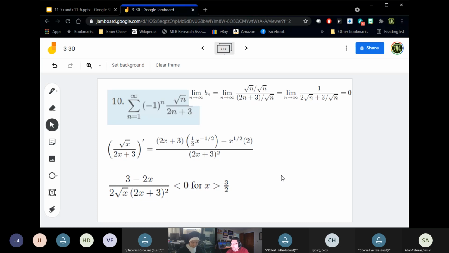So again, in the bottom here, the bottom can never be negative. Because the x is always going to be positive. The bottom part's going to be positive, and you can never have a negative square root. So the bottom can never be negative. So you're just looking at the top. So x has to be greater than 3 over 2 for it to be decreasing. So as long as n is greater than or equal to 2, then it decreases. So it decreases, its limit is 0, and it's an alternating series. So that means what? It's convergent. It is convergent.